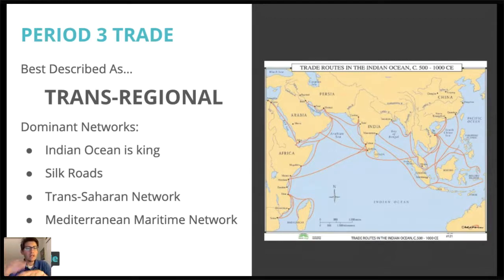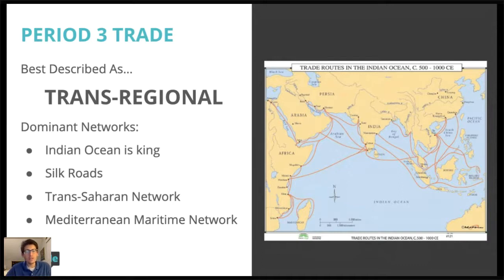Let's take a look here at other ways we describe this. So trans-regional, keep that in mind, because period 4 trade, we're going to describe as global as opposed to trans-regional. Now, in this time period, it is the Indian Ocean Network, which is king. That's why I've chosen the image here of the Indian Ocean Network. But there are several other dominant trade networks.